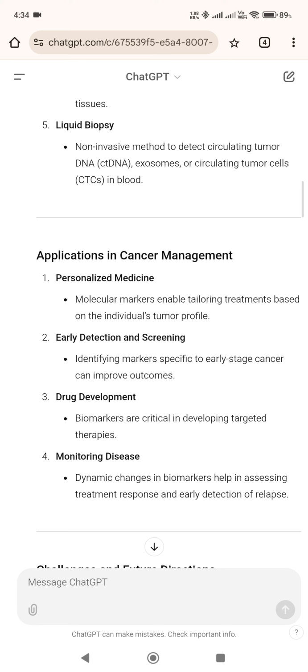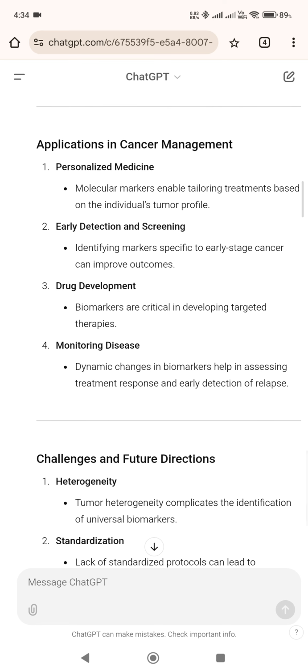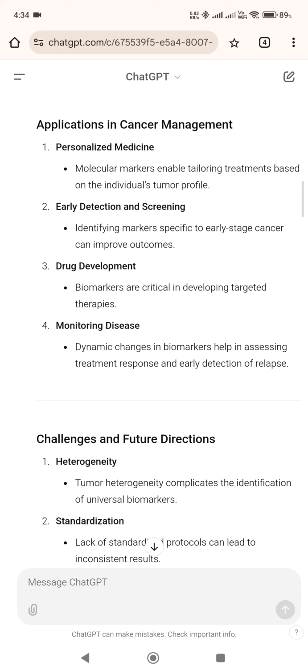Applications in cancer management. 1. Personalized medicine. Molecular markers enable tailoring treatments based on the individual's tumor profile. 2. Early detection and screening. Identifying markers specific to early-stage cancer can improve outcomes. 3. Drug development. Biomarkers are critical in developing targeted therapies. 4. Monitoring disease. Dynamic changes in biomarkers help in assessing treatment response and early detection of relapse.